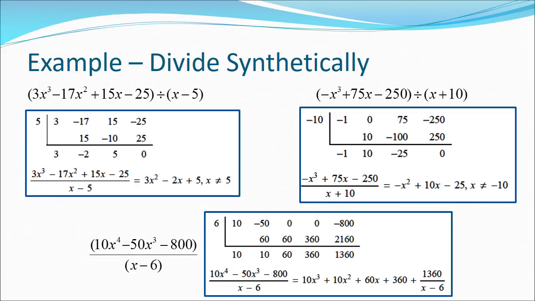Notice that in the second and third ones, we had to put in some zero placeholders. In the negative x cubed, we had to put in a 0 for the x squared. And then on the last one, we had to put in 2 zeros because we were missing both an x squared and an x term, and you do have to account for both of those.